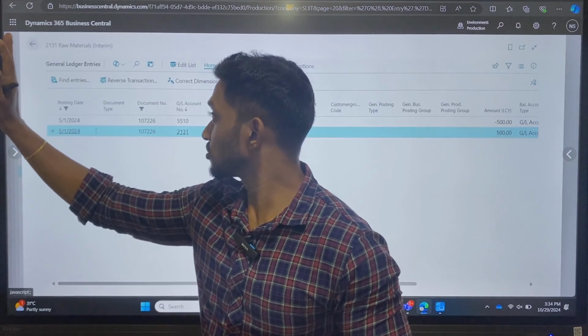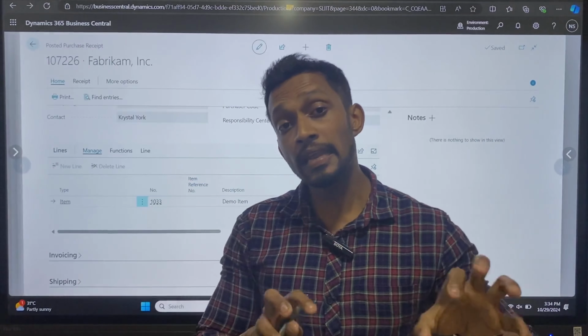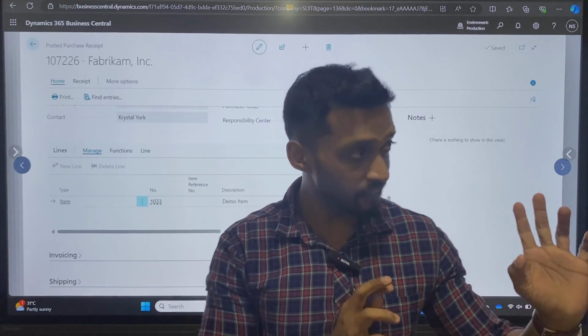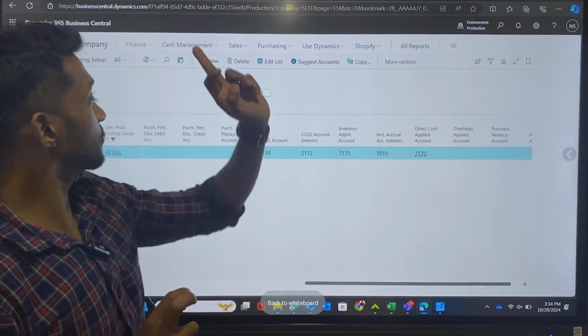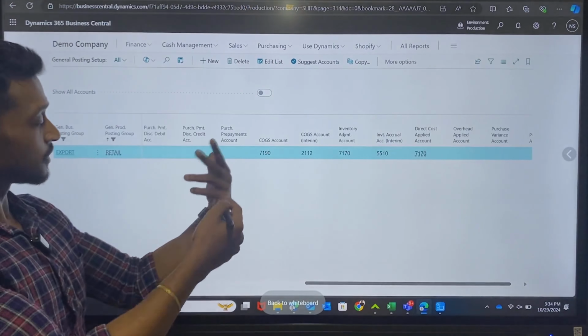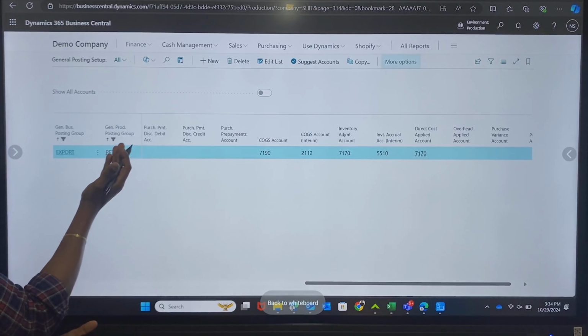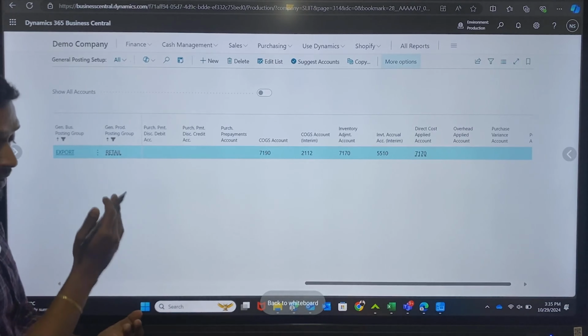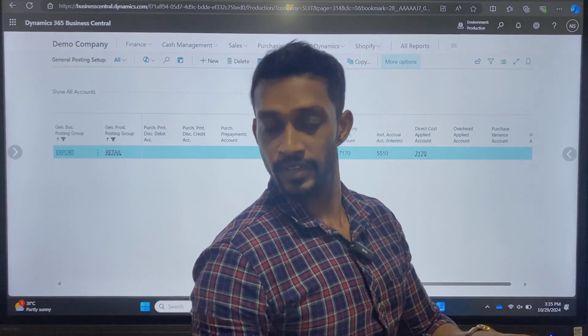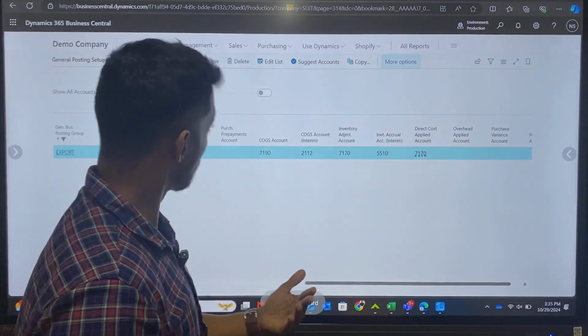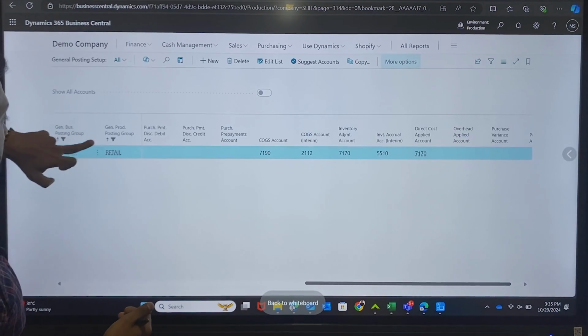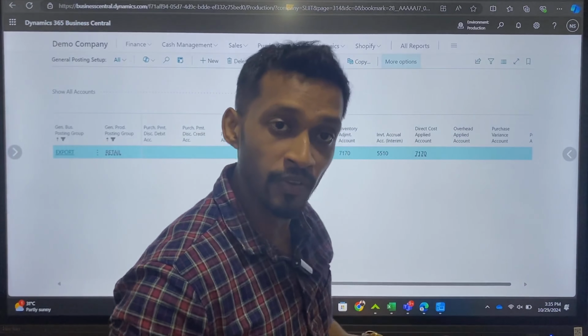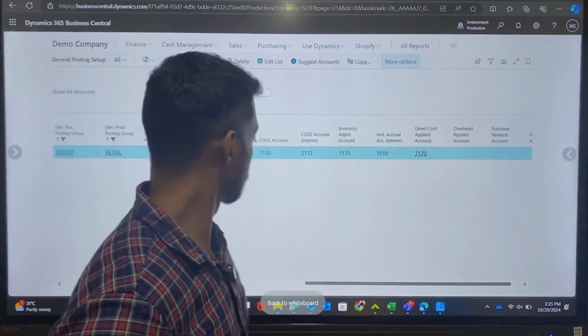Still, I haven't shown you where we have to set up this inventory accrual account. I have shown you we have to set up in general posting setup, but under general posting setup we have 2 posting groups. One is retail, one is export. Where do we have to set up those fields? Especially the general business posting group, we have to set up under the vendor. Let's go to the vendor.